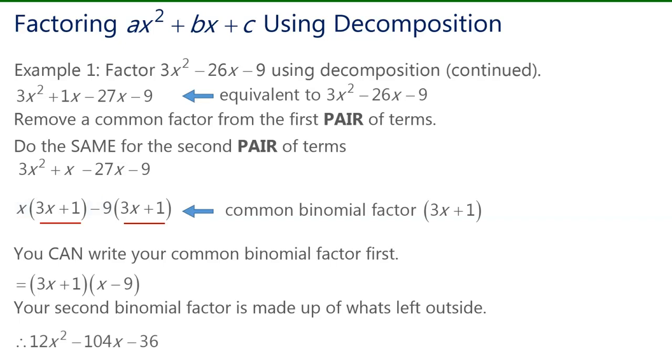Therefore, 12x squared subtract 104x subtract 36 can be written as 4 outside of 3x squared subtract 26x subtract 9, which is equal to 4 outside of 3x plus 1 times x subtract 9. And we're done.